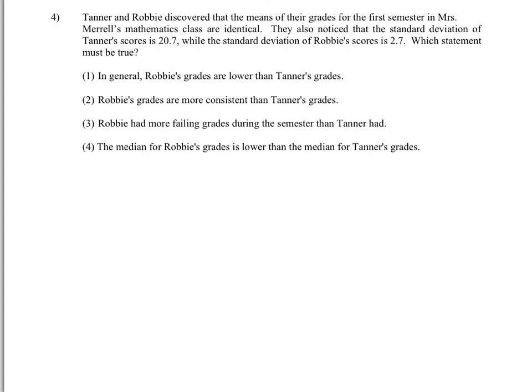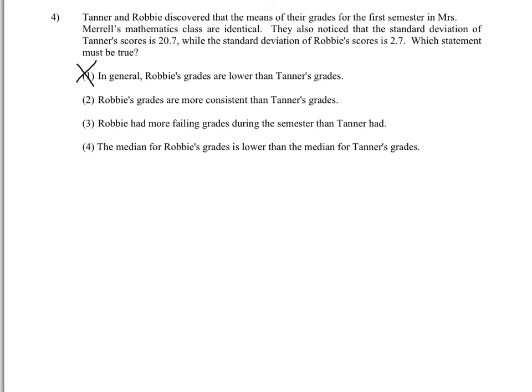So let's think about this. We're given that they have the same mean grade, but they have different standard deviations. Does that really tell us in general how low or how high Tanner's and Robbie's grades are? No, I don't think so. We don't have enough information to make this accusation for number 1, so I don't think this is true. Number 2, Robbie's grades are more consistent than Tanner's grades.